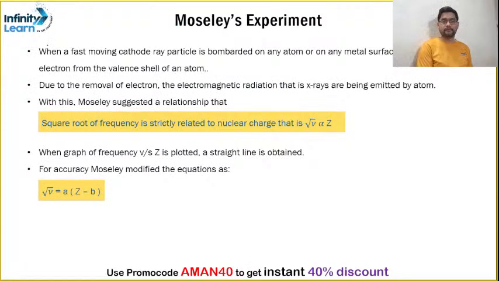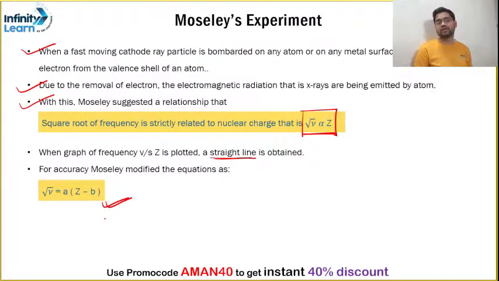When a fast moving cathode ray particle is bombarded on an atom or any metal surface, it knocks out the electron from the inner shell of an atom. Due to the removal of the electron, electromagnetic radiation, that is X-ray, is emitted by the atom. He suggested an equation: root of frequency is directly proportional to atomic number, not mass number. When he plotted the graph, it was a straight line. Later on, he modified the equation where a and b are constants.